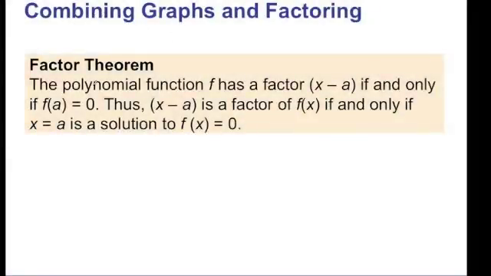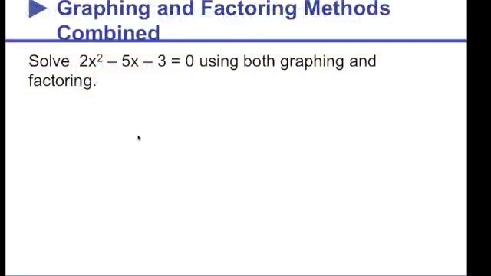We're going to combine graphs and factoring. The factor theorem says a polynomial function f(x) has a factor x minus a if and only if f of a equals 0. Thus, x minus a is a factor of f of x if and only if a is a solution to f of x equals 0. They ask us here to solve 2x squared minus 5x minus 3 equals 0 using both graphing and factoring methods.